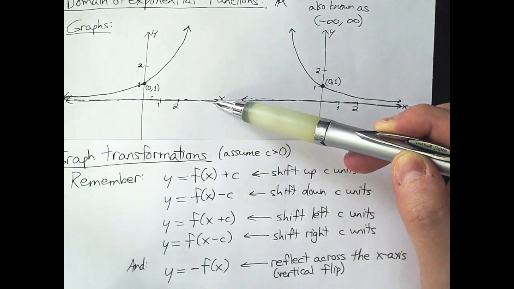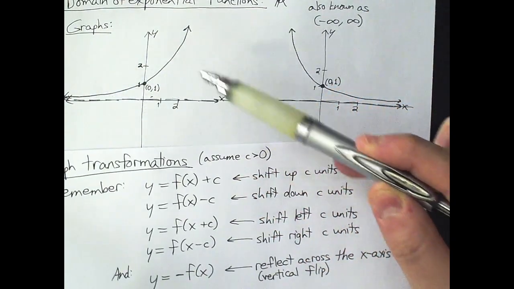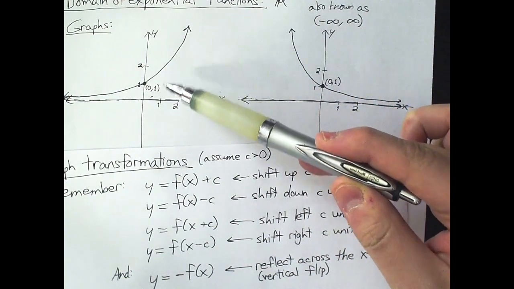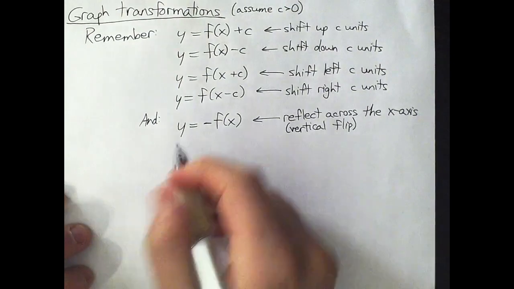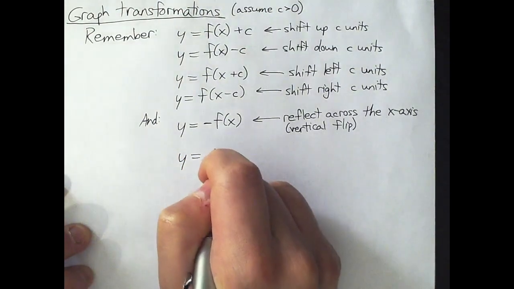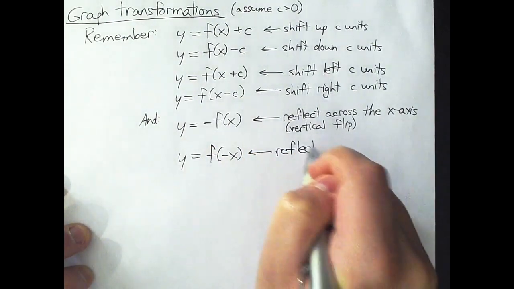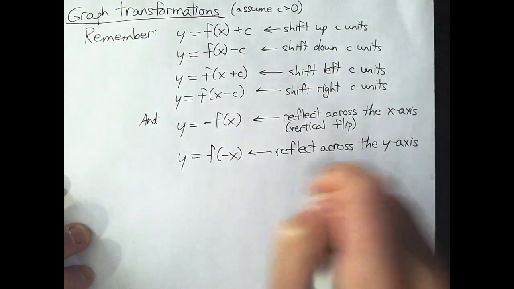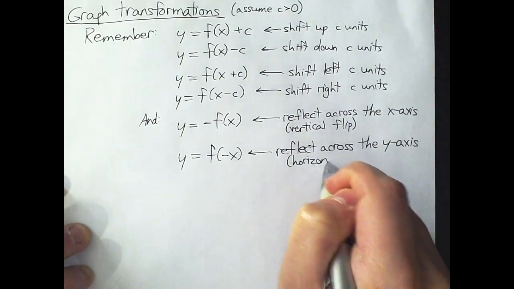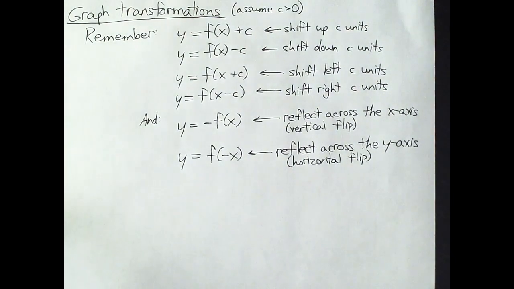And we're using the word reflect because you could almost think of the x-axis as like a mirror. And you want the mirror image of this graph reflected across the x-axis. It's a vertical flip, even though you're moving across the x-axis. And then the other one would be if the minus sign was on the inside, and that is going to have the effect of reflecting across the y-axis. That's a horizontal flip. In that case, the y-axis is kind of acting like a mirror, and you're trying to get the mirror image, so it's flipping horizontally.